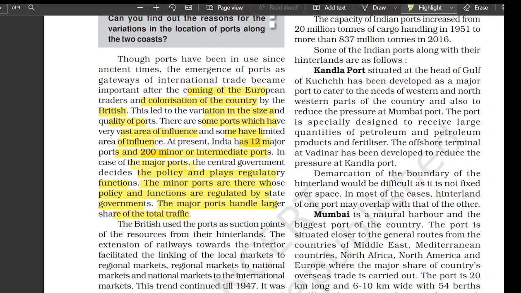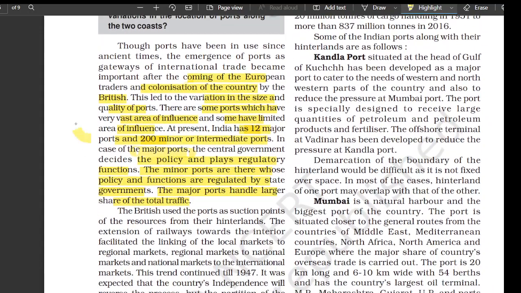Just a point of order in this paragraph. There was a recent article which stated that minor ports that are maintained by the state are also now or will be coming under the center. Now, I will link the article and the video in the tags above, and you can refer to that.